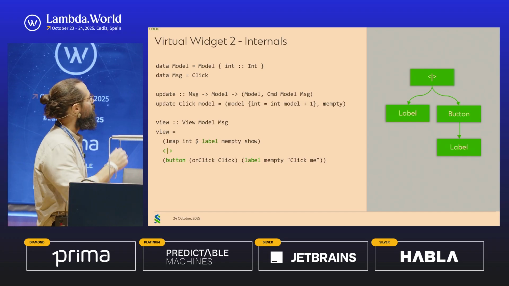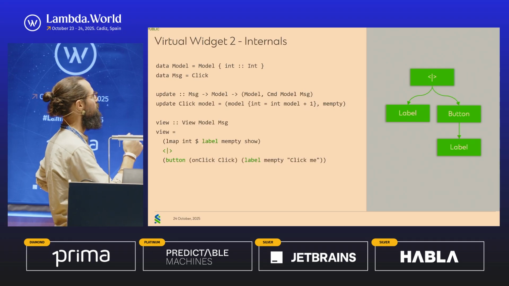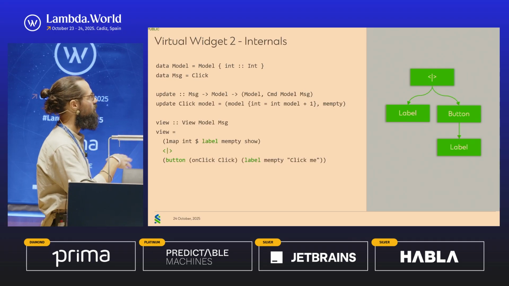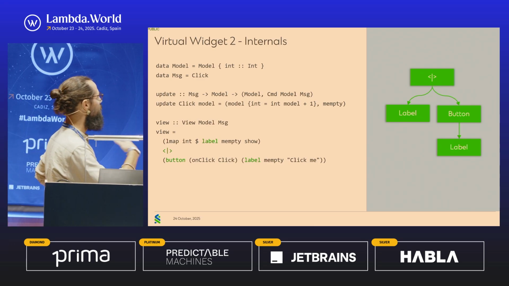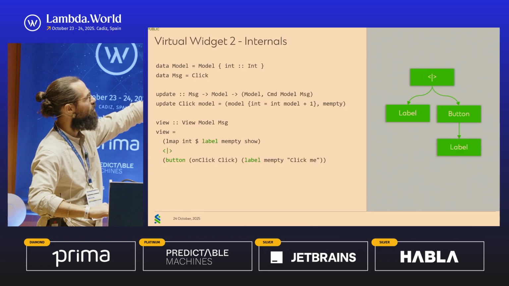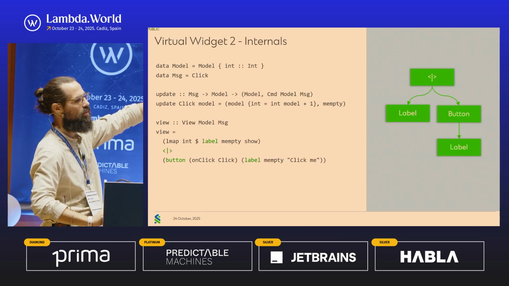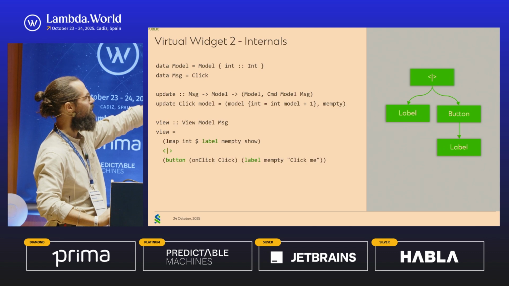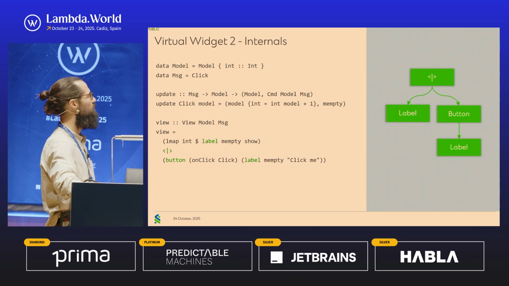I'm showing here an example. The model is just an int. There is a button. When you click the button, I add 1 to the integer, and then I'm displaying the actual integer and the button that says click me. So the tree will look something like that. You are composing two branches. One is a label that displays the actual integer, and the other one is a button that contains a label. Okay. So how does this get translated?